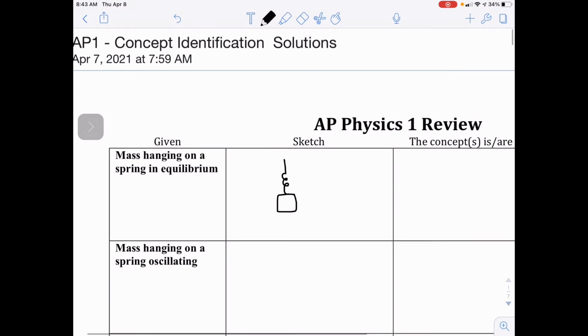Now, one thing to note, I'm going to color code how I write certain things. In black, I'm going to be color coding the things that we absolutely need to know. In blue, I'm going to be color coding the things we need to be able to derive.